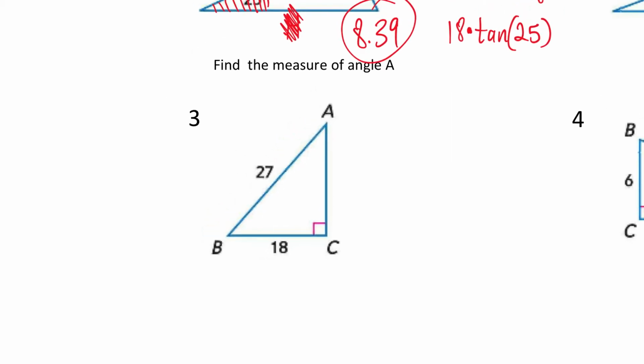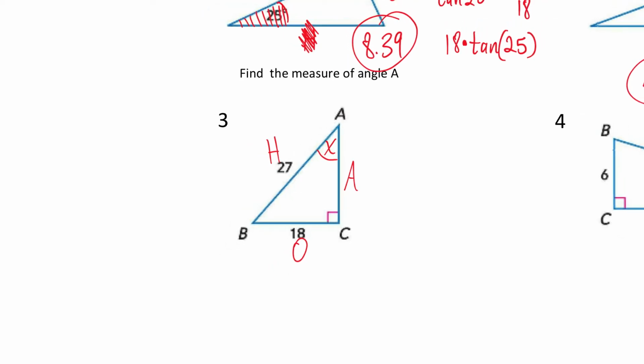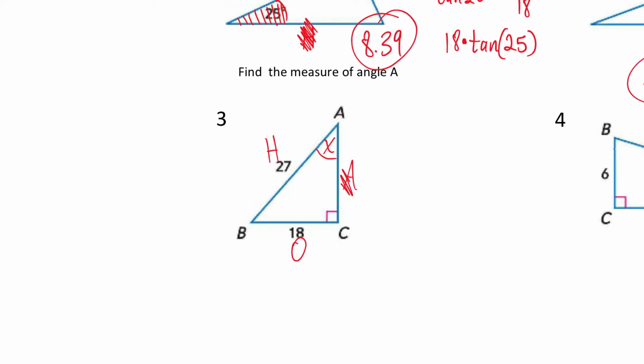All right, now the last two, we're looking for the measurement of the angle. We're looking for angle A. So on this one, I'm looking for this angle A right here. All right, which one is the H? 27. Which one is the A? The blank. And then the O is the 18, obviously. So of those three, which do I not need? The A. That's the blank one. I don't care about that one. So the O and H, which one has O and H? Is the S, the sine function.